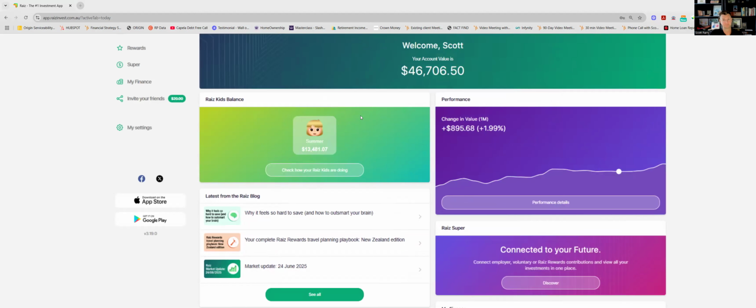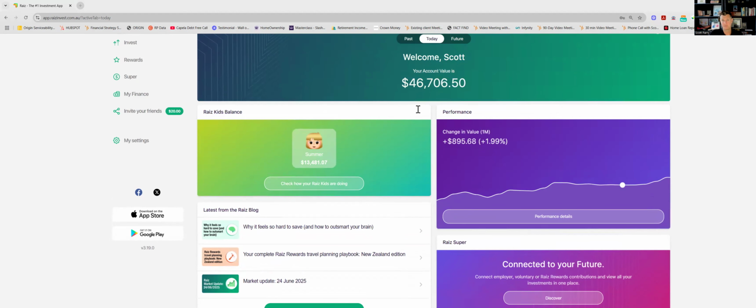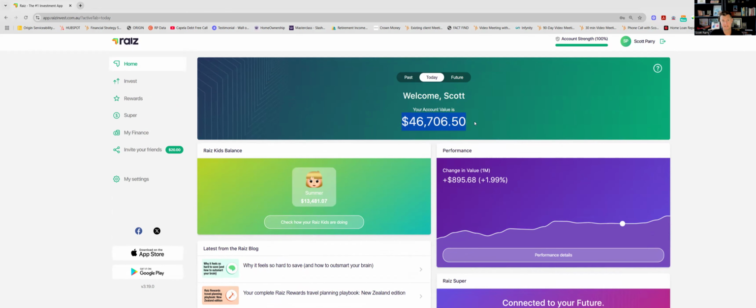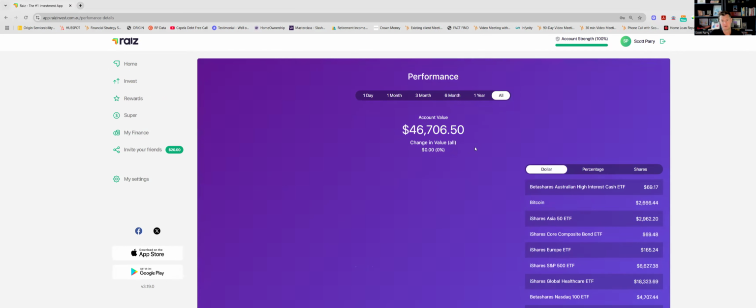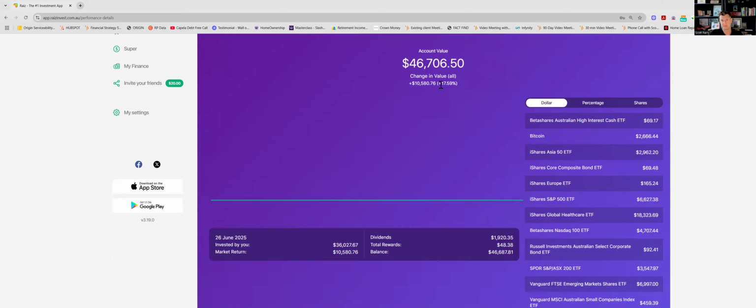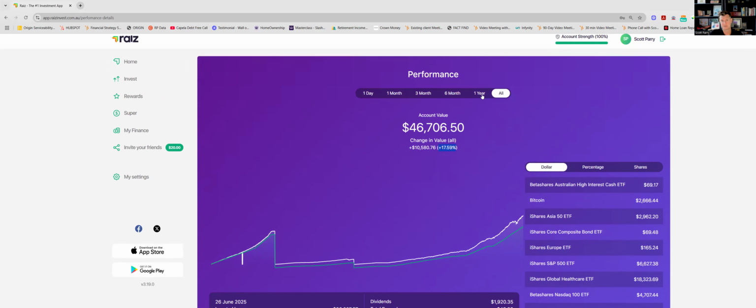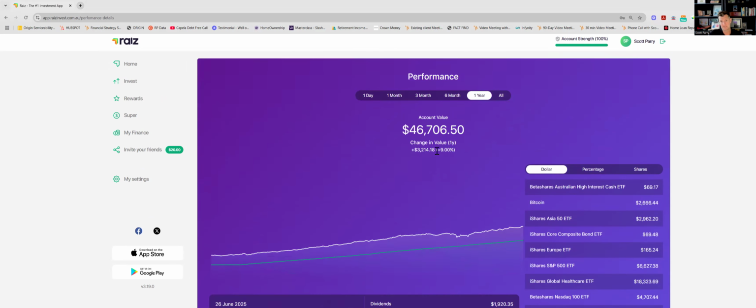So there we have our Raiz account. I'm going to run you through this, and this is literally my account here. Let's zoom that in. Here you've got home, that's how much is invested. And then here you've got the portfolio of the account. Over the period of time, it's done 17% in growth. Over the last 12 months, it's done 9% in growth, similar to a super fund.